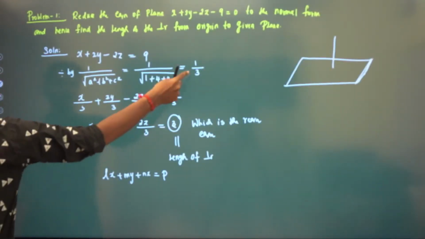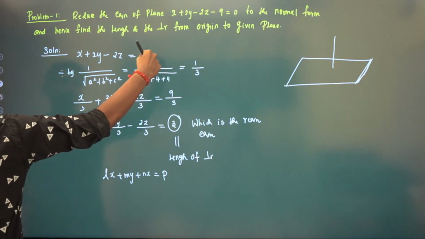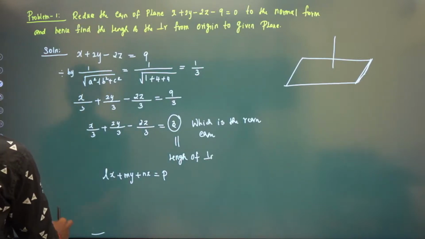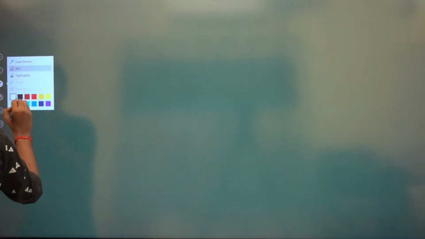If this d is negative, it means you divide by minus 1 divided by root of a square plus b square plus c square. Okay, so problem 2.